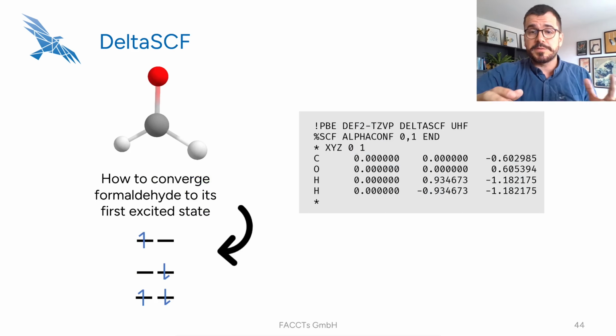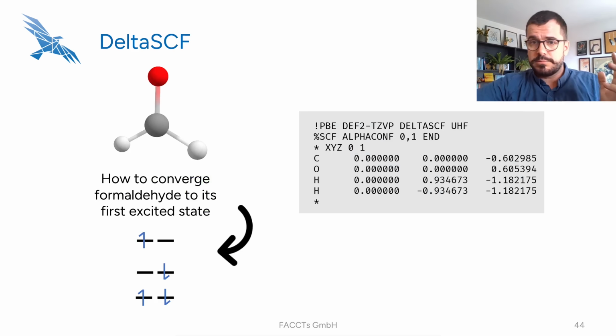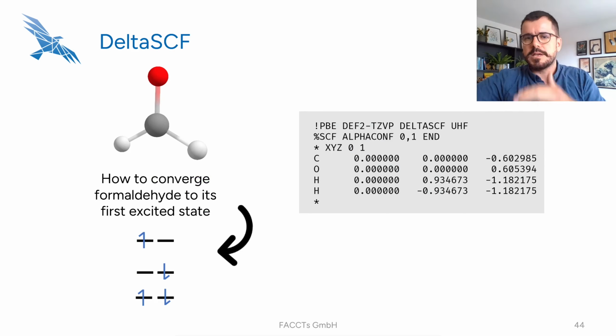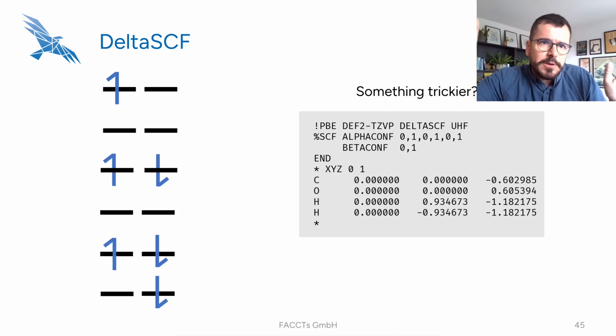It's very easy to define these states. You just have to take, let's say, formaldehyde, and then you take PBE, basis set, and DeltaSCF, UHF, and you define a configuration. So alpha conf 01 means you're doing some HOMO-LUMO excitation on the alpha channel. There's more about that in the manual. You can, in principle, create arbitrary configurations using this kind of scheme.